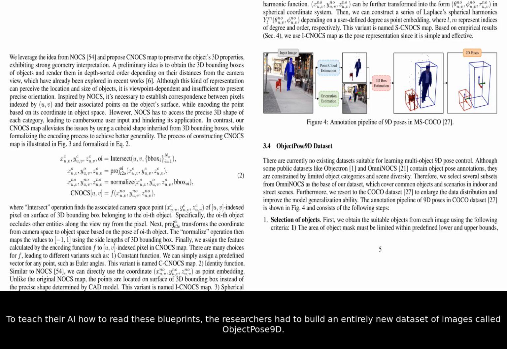To teach their AI how to read these blueprints, the researchers had to build an entirely new dataset of images called Object Pose 9D. They collected and meticulously annotated thousands of images with this 9D pose information, giving the AI a rich library to learn from.